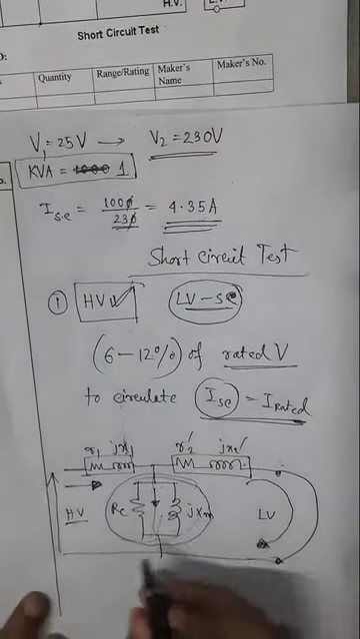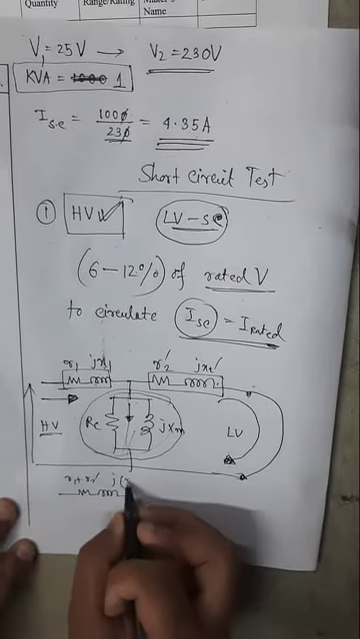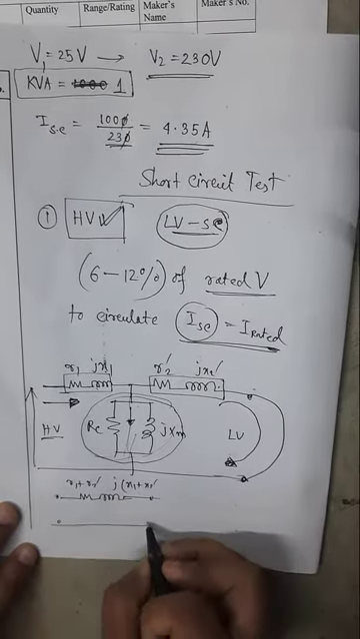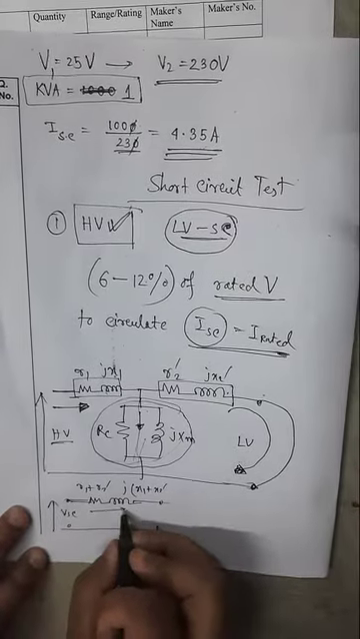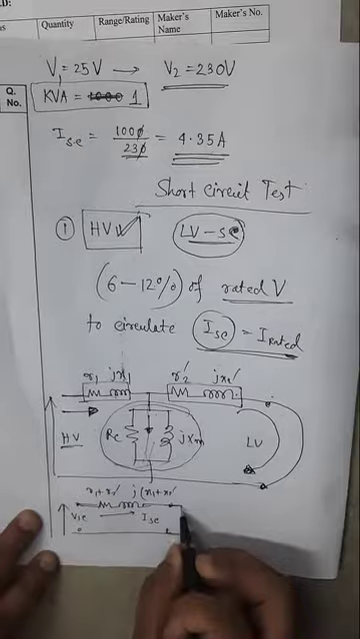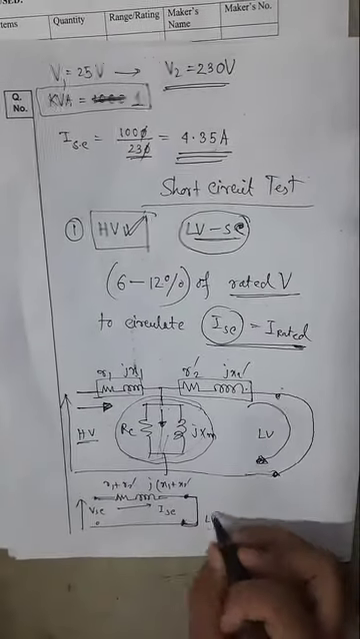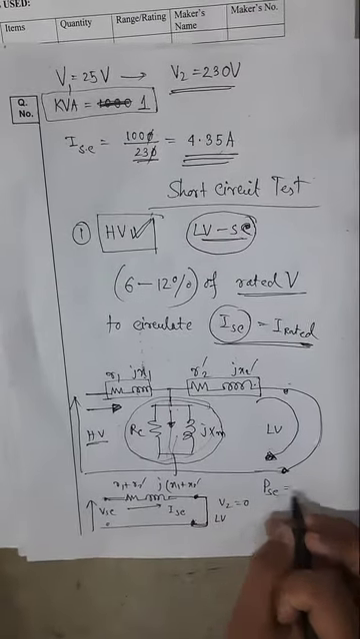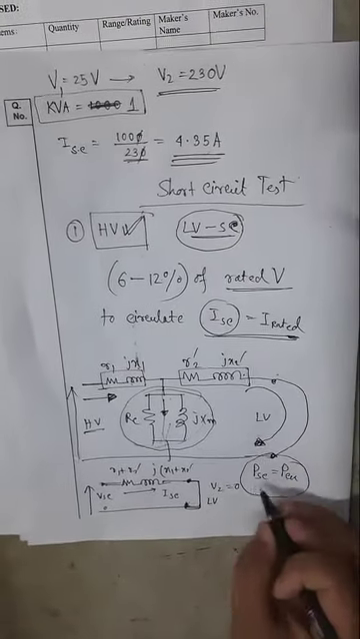So for the equivalent circuit, we can take it as R1 plus R2 dashed, and j times X1 plus X2 dashed. So this is the approximate equivalent circuit. The voltage is the short circuit voltage, the current is the short circuit current, that is the rated current, with the secondary, that is the low voltage side, short circuited here. The corresponding short circuit power is the copper loss, PSC equal to PCU.